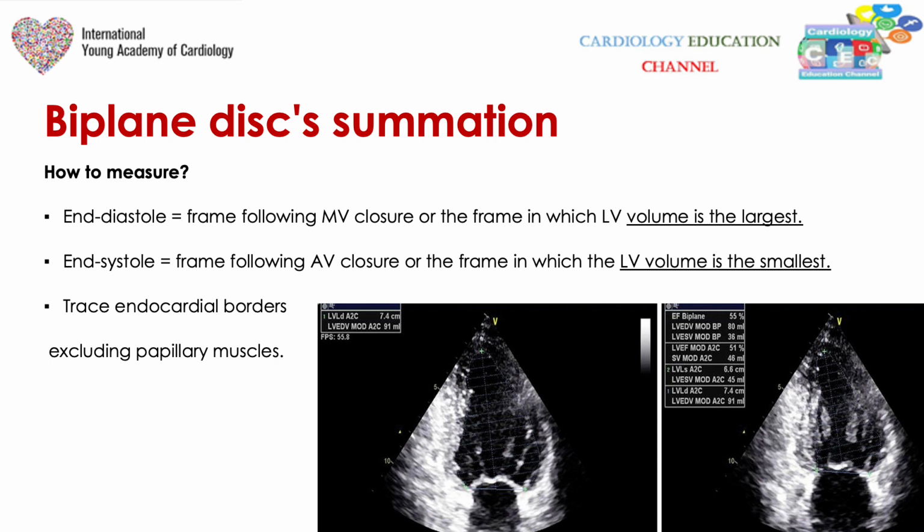So how do we measure? You define the end diastolic and end systolic volumes. The end diastole is the frame following the mitral valve closure, or the frame in which the left ventricle volume is the largest, the biggest LV. You can see this is the end diastole while the mitral valve is closed. The end systole is the frame following the aortic valve closure, or the frame in which the left ventricle volume is the smallest. And then you trace the endocardial borders, excluding the papillary muscles.